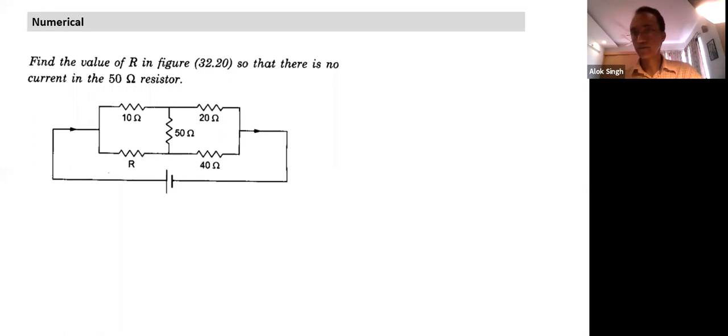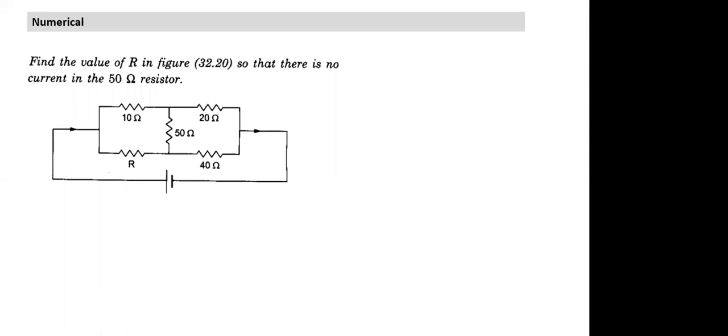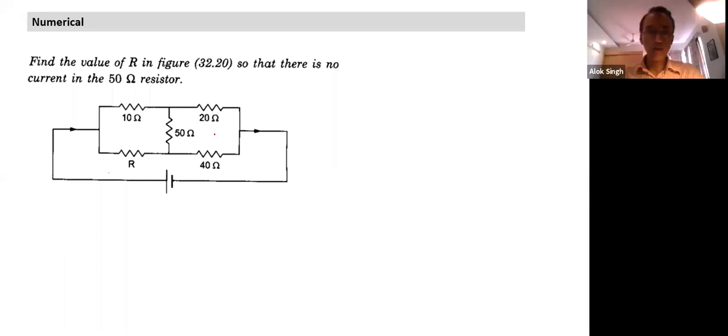Joshua? Yes, sir. Can you tell me the value of R here so that no current flows through the 50 ohm? Is it something related to what you had done a few minutes back? Joshua, can you give me an answer? What is the condition so that no current flows through this resistance? Joshua, no answer? Okay. No answer from Joshua.